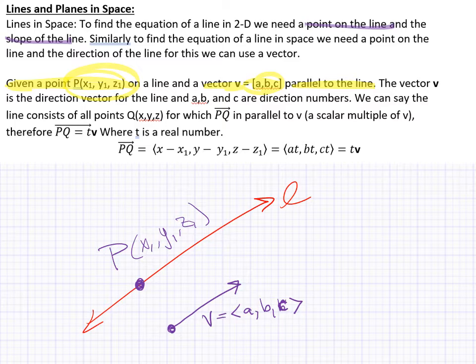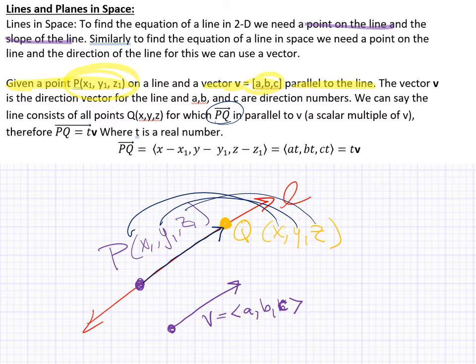So what we're going to do is this. We're going to come up with another point on the line, and there are infinitely many points on this line, but we're going to call this other point Q. We don't know what the coordinates are, but the coordinates have an x, a y, and a z component, so we'll just call it Q, x, y, z. And what we can do is find the vector between P and Q, vector PQ. Vector PQ would essentially be x minus x1, y minus y1, z minus z1. So we do terminal minus initial. It would look like this.